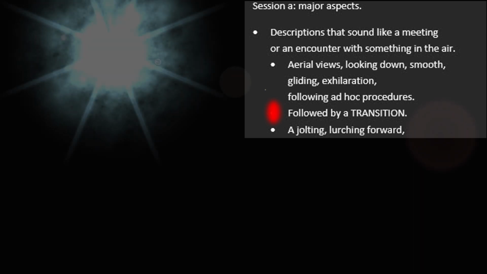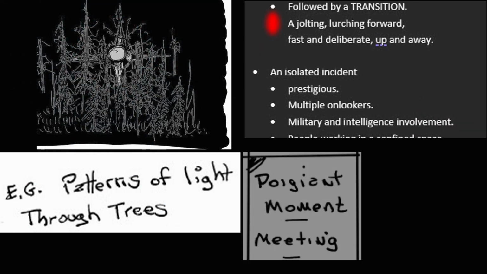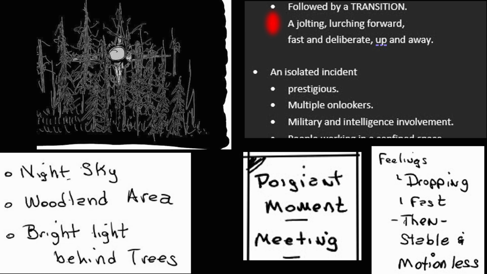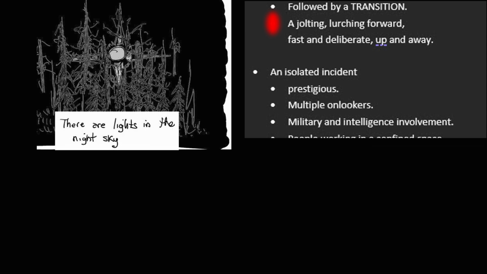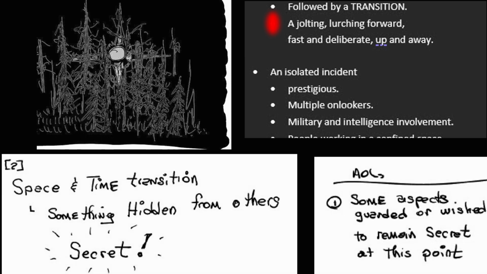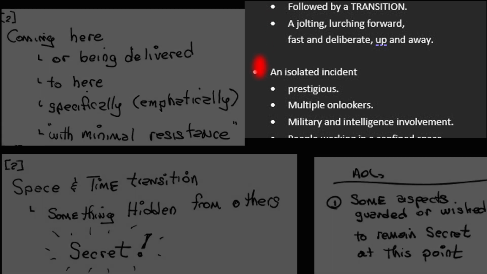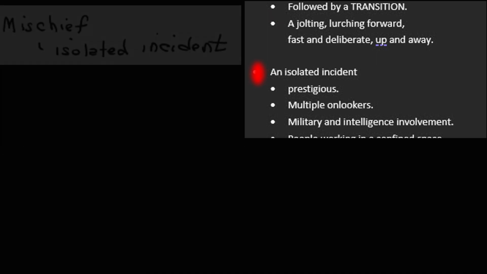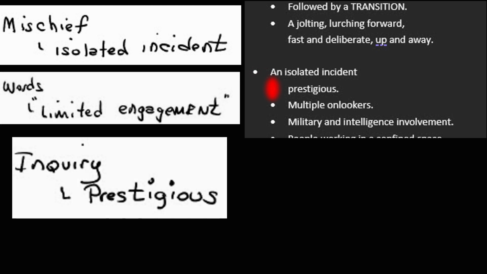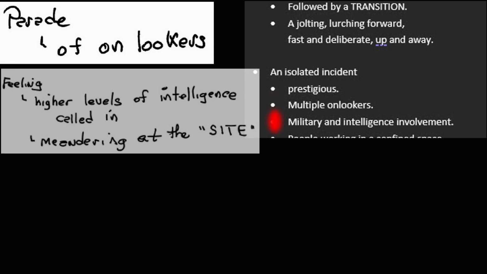Followed by a transition, a jolting, lurching forward, fast and deliberate, up and away. An isolated incident, prestigious, multiple onlookers, military and intelligence involvement.